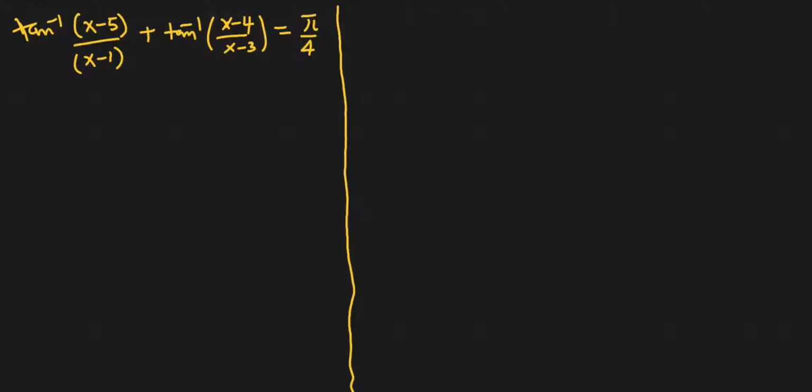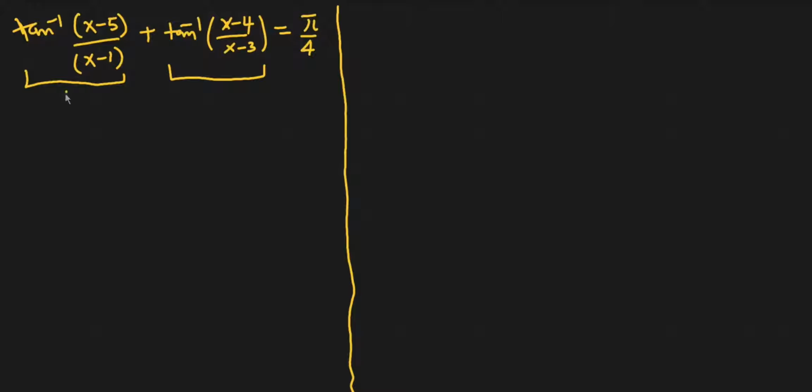In this video, we'll solve this problem that says find x if tan inverse of that plus that is equal to pi over 4. So the way to solve this problem is to first of all look at what are the trigonometric functions there, and then these are the two functions we have.